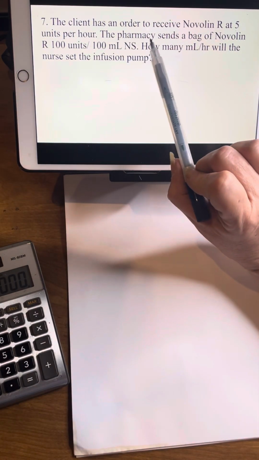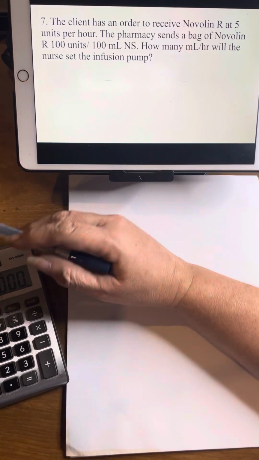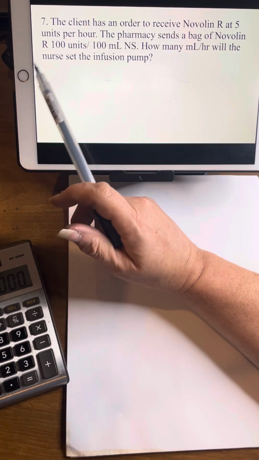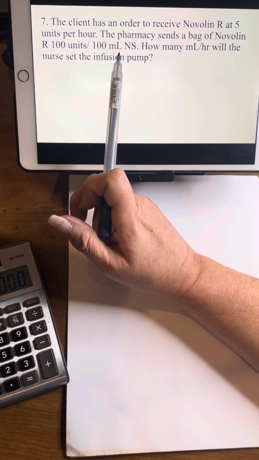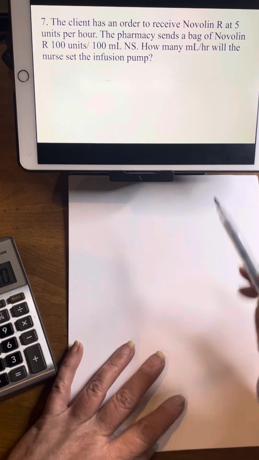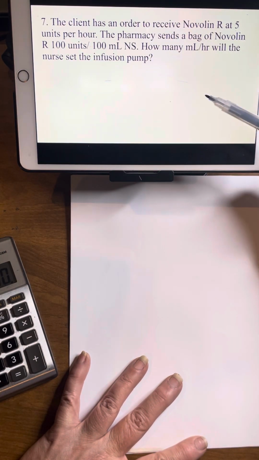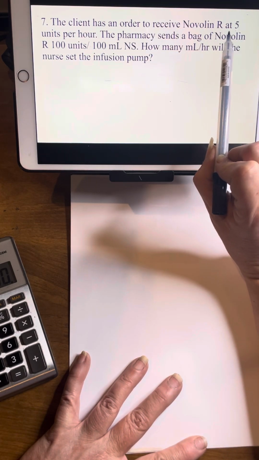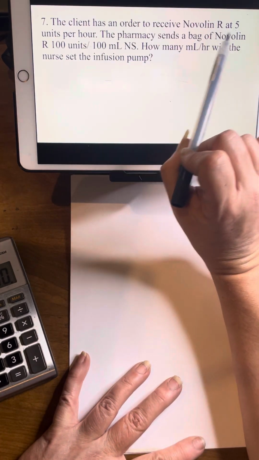Okay, the client has an order to receive Novolin R at 5 units per hour. The pharmacy sends a bag of Novolin R, 100 units in 100 milliliters of normal saline. How many milliliters an hour will you set that infusion pump? Okay, this is a dose ordered over a dose on hand. Why? Because they told us. Who wants it going at 5 units an hour? I don't. The doctor does.